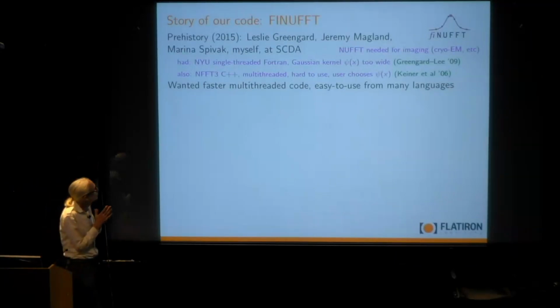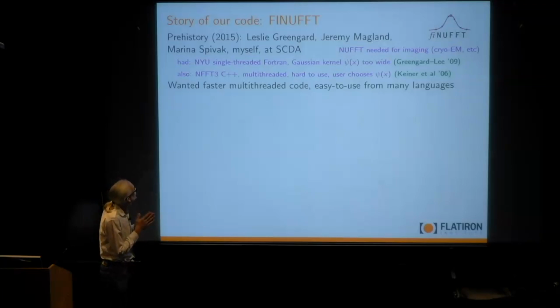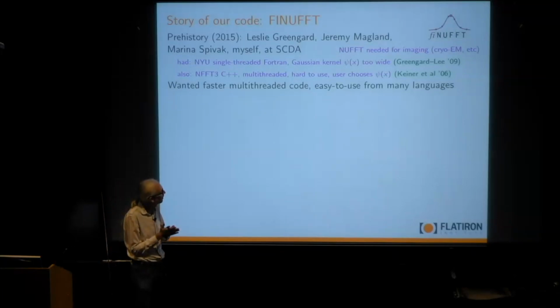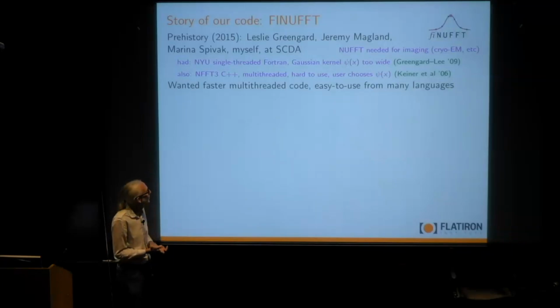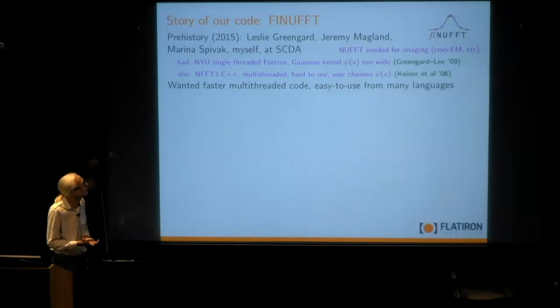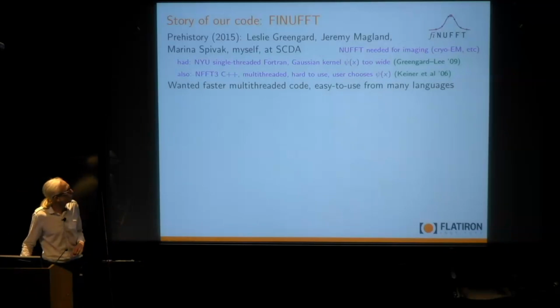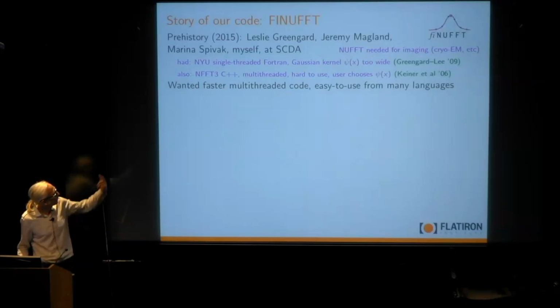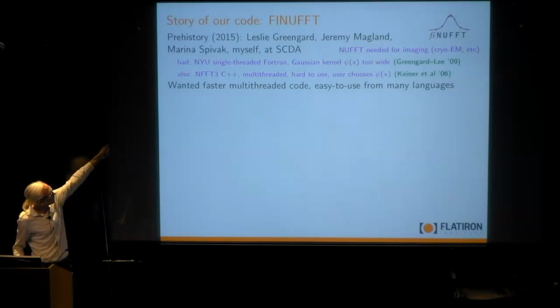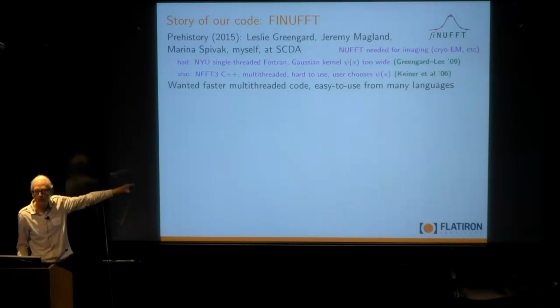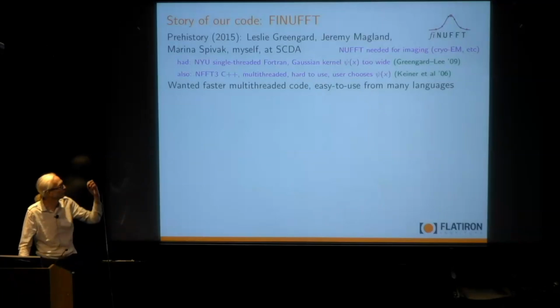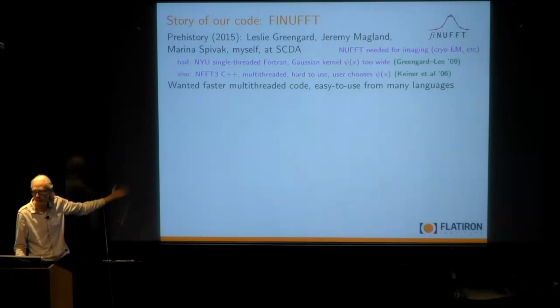Okay, let's do some history. Like, how did I get into this? So prehistory, 2015, Leslie Greengard, Jeremy Magland, Marina Spivak, and myself had all recently arrived at SCDA, the Simon Center for Data Analysis, which had only just been founded, less than 2 years before, by Leslie. We were working on cryo-EM imaging, and we needed non-uniform FFTs, and we had this NYU code that Leslie had worked on several years before that used a Gaussian kernel, which happens not to be optimal, and it was single-threaded Fortran.